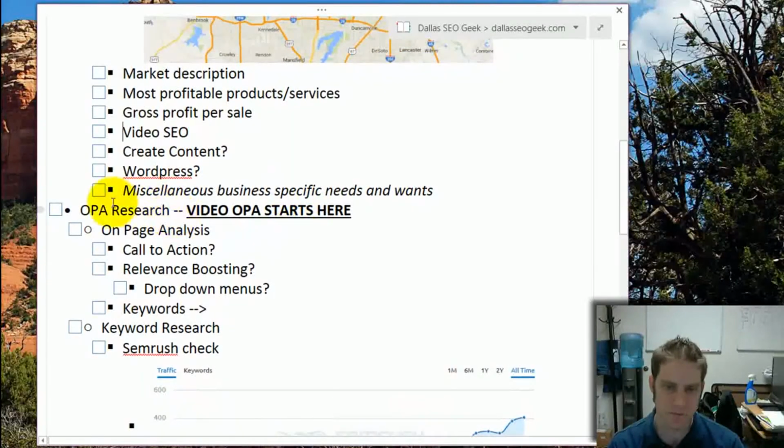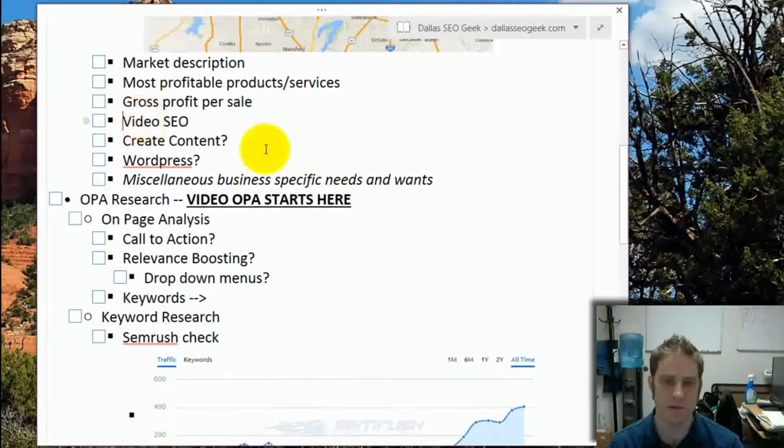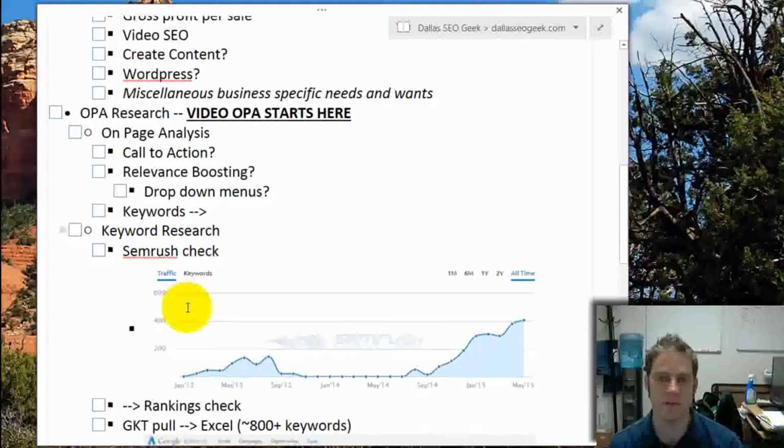So from this point forward, my OPA, or online presence analysis, this is where the video starts. I've done this research, we've talked, and then I get back and I do a lot of research. These are the steps that I go through, and then I show you, specific to your website, what it looks like. So first I'm going to look at your site.